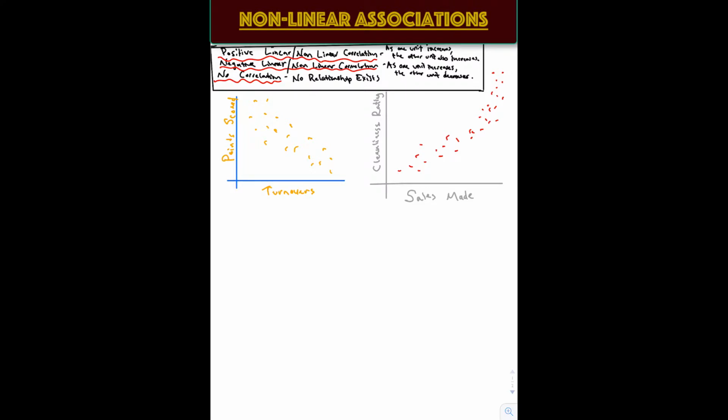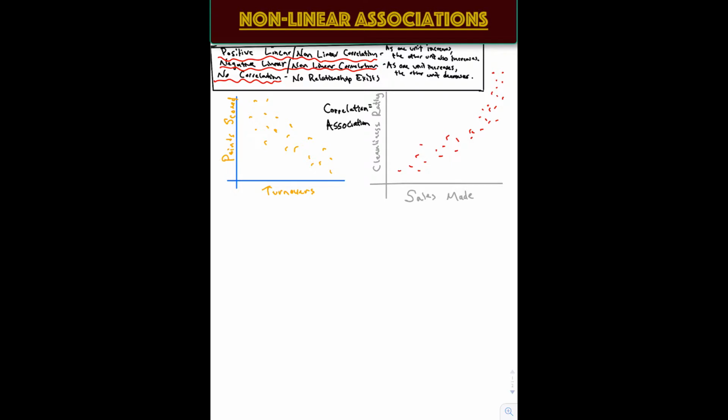Another word that we have in addition to correlation and connection that you'll see sometimes is the word association. And correlation is just the same thing as association. So if you ever see positive association, negative association, no association, that means the same thing as correlation.